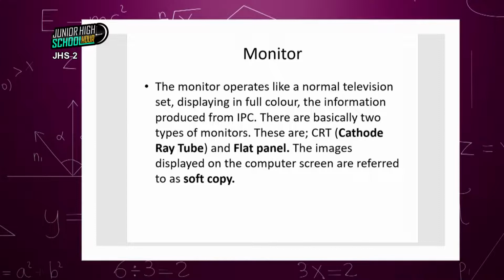Now let's talk about the monitor. A monitor is simple, like our television sets we are watching from right now. They're very simple, like our television sets. That's what a monitor is. But there are two basic types of monitor we have. We have what we call the CRT, that's the cathode ray tube, and we have what we call the flat panels.